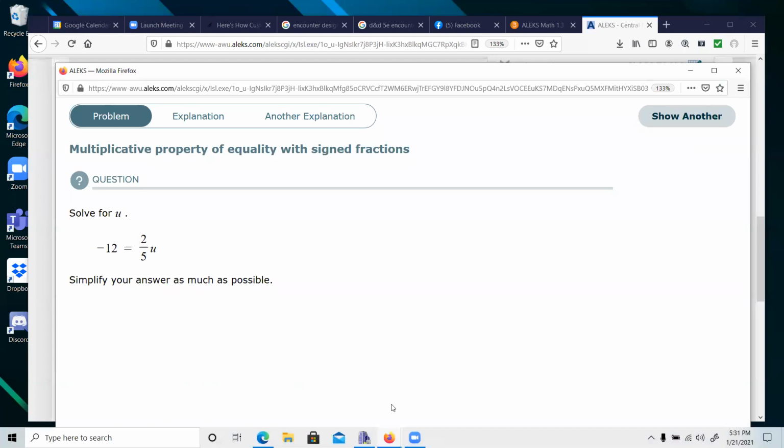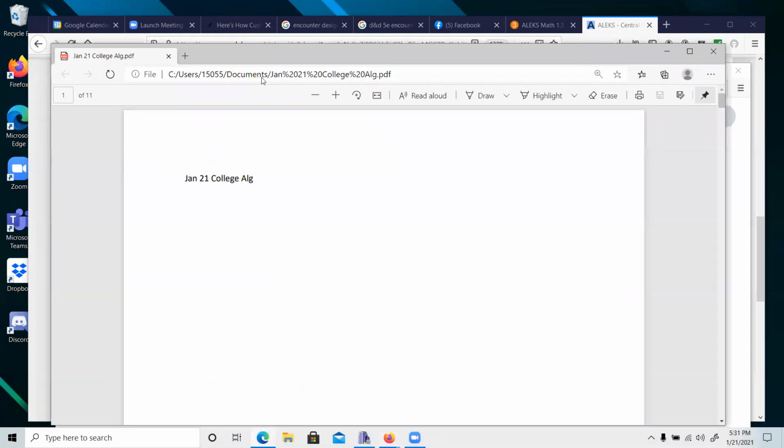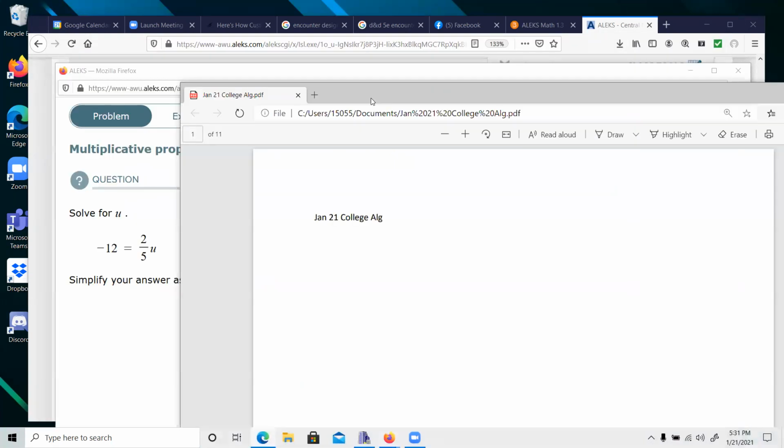So we have negative 12 is equal to 2/5 of u. So how do you solve something like that? I think we haven't kind of taken this for granted that you guys could do this, but here we go. So hopefully, if you already know, that's great, and if you don't know, well, let's see if we can't fill in some holes here. So all we're trying to do here is isolate this. So all we're going to do is multiply by the reciprocal.